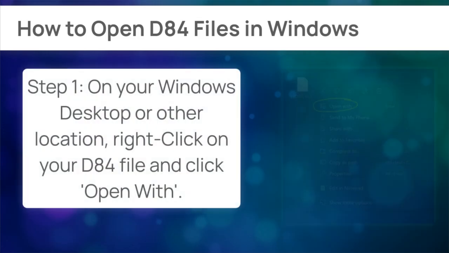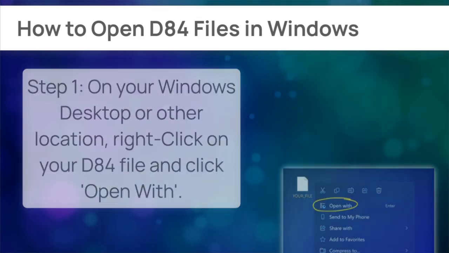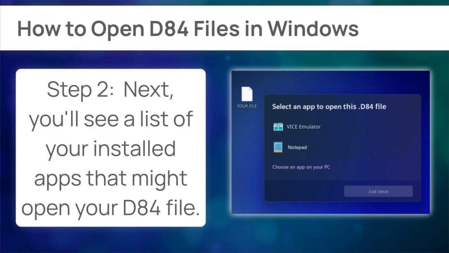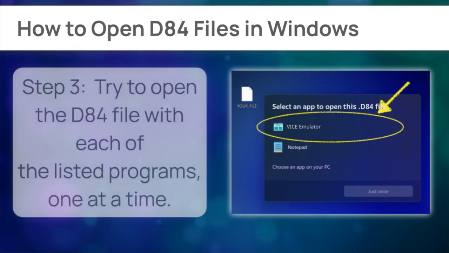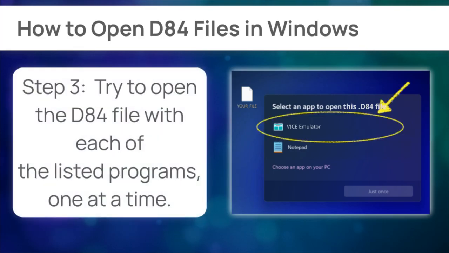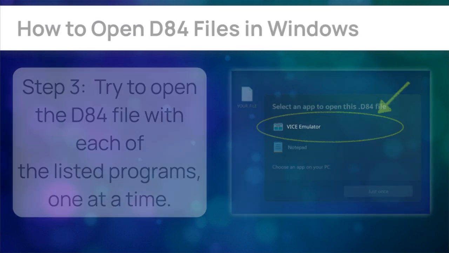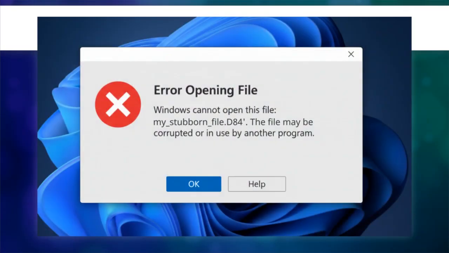Your first move is key. Right-click the D84 file and select Open With. Test with Vice Emulator if it appears. If it doesn't, select another program. It's often necessary to test multiple applications to solve the issue. If the D84 file won't open, don't panic.